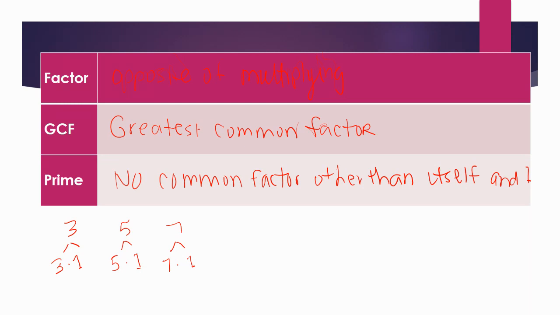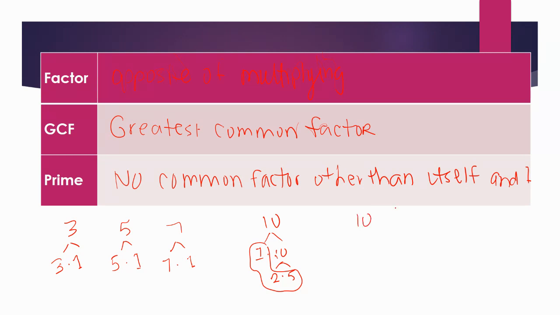So GCF, greatest common factor. That's where we're really looking at what we multiply together to get a number. So if we were to do 10, we could do 1 times 10, 2 times 5, and then we've got a prime number, because it's just 2 and 1. So our factors would be 1, 2, and 5, depending on what we're looking at.